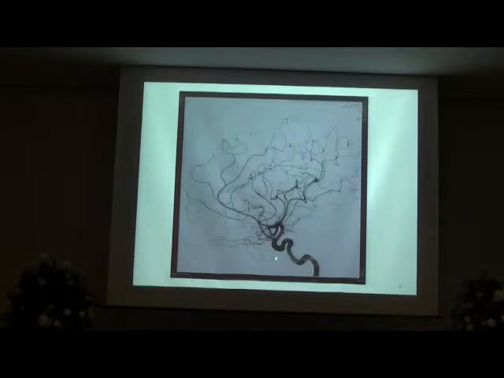Cavernous sinus. Okay, that point right there. Okay, keep passing it. Very specifically, keep passing it around.